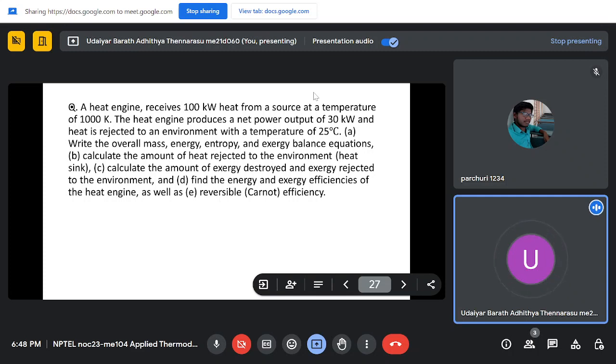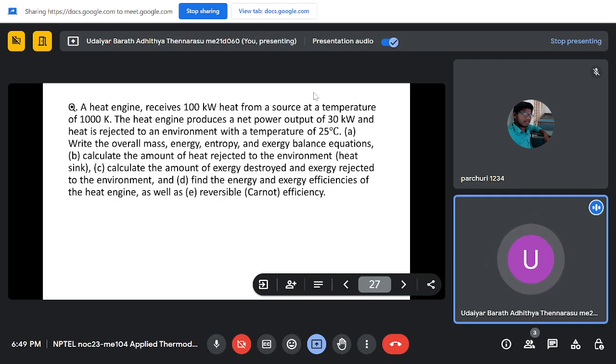So moving on, we have a heat engine which receives 100 kilowatt heat from a source at a temperature of 1000 Kelvin. So the heat engine produces a net power output of 30 kilowatt, and the heat is rejected to an environment with a temperature of 25 degrees Celsius. So write the overall mass, energy, entropy and exergy balance equations, and calculate the amount of heat rejected to the environment, calculate the amount of exergy destroyed and exergy rejected to the environment, and find the energy and exergy efficiency of the heat engine as well as the Carnot efficiency.